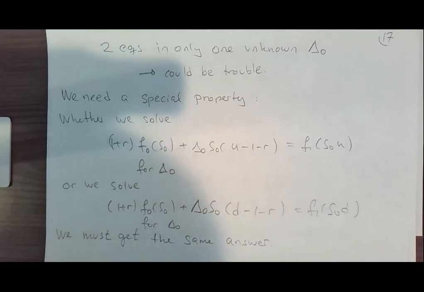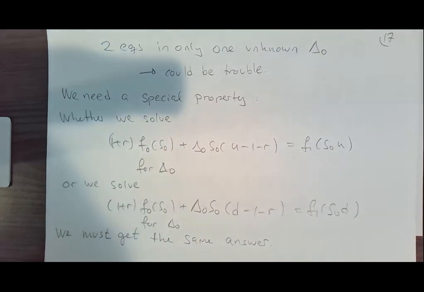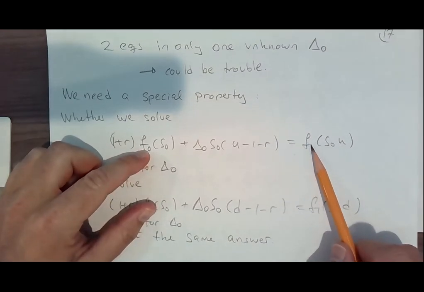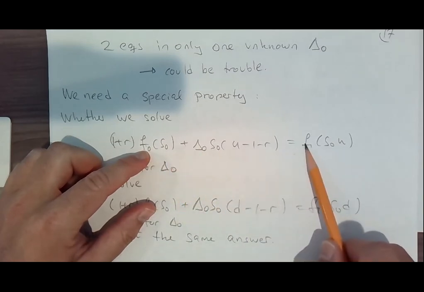What is it that is going to save the day here? How can this possibly be made to work out? I mean, in general, this should not be possible. What is it that is going to save the day here? The thing that's going to save the day is that here you have F0 and over here you have F1. Is there a connection between F0 and F1?